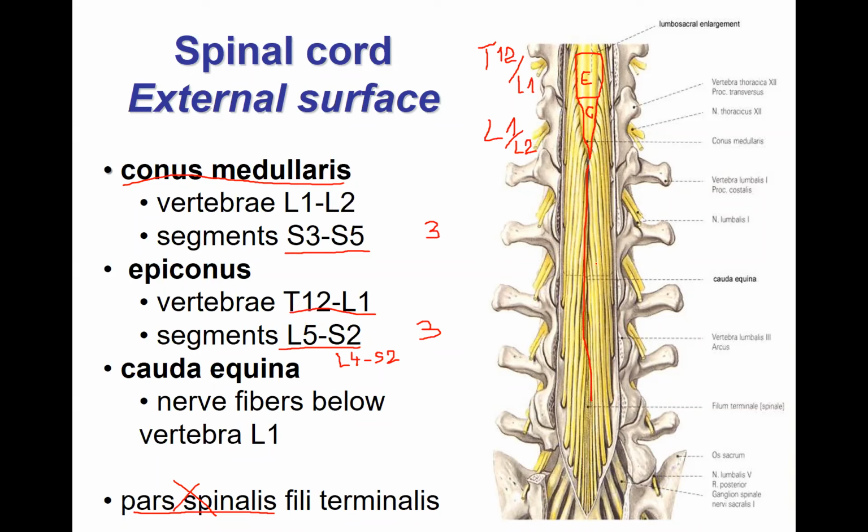And of course, then the continuation is cauda equina. So please, these 2 terms are very important for neurology, and we will talk about their lesions a bit later. So conus medullaris, medullary cone, and epiconus, the area above that. All the time 3 segments. So we can go on.